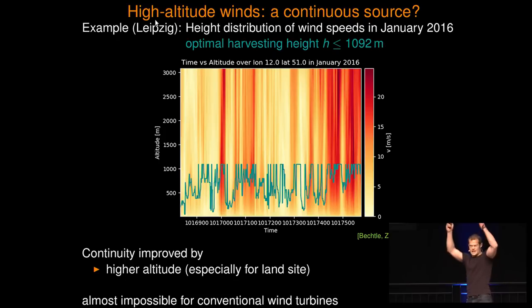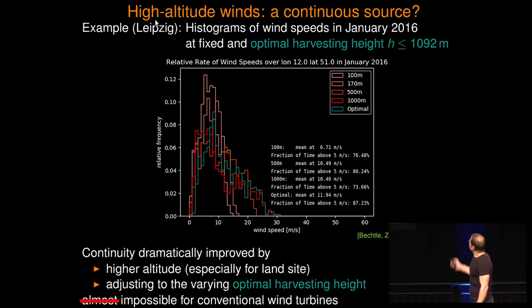You would have to build a mast higher and much, much bigger structures. Also displayed here is the optimal harvesting height. This is the height, again below 1,000 meter, where it would be optimal to harvest wind at a certain time, displayed over the whole month. And if one goes from this plot to the histograms, to the time distribution of the different wind velocities, you get this picture here.